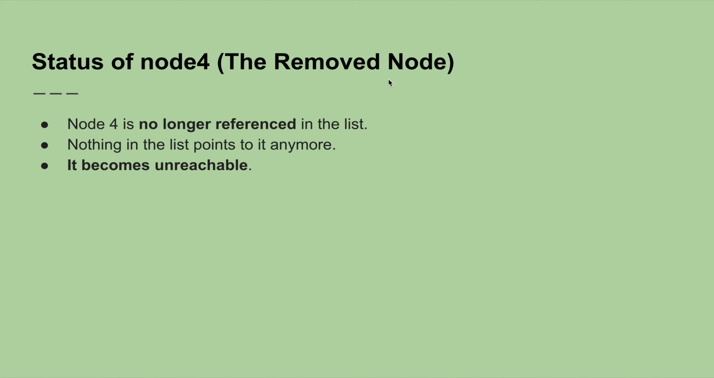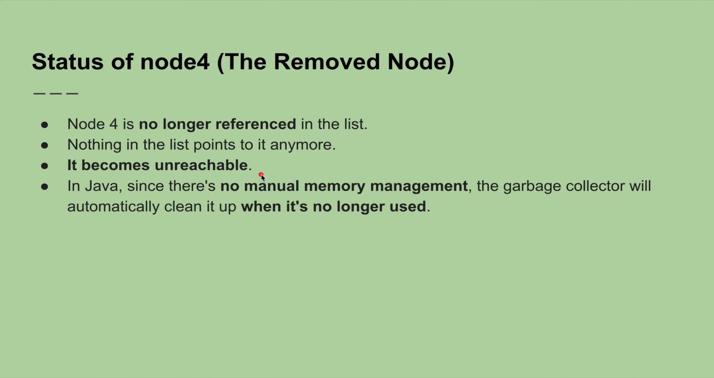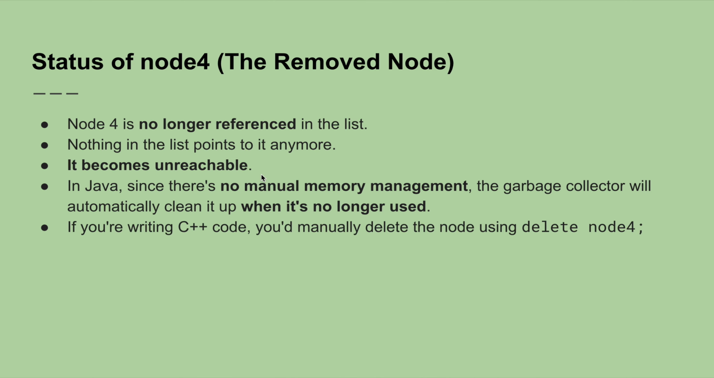Nothing in this list points to it anymore, because no other node in this list is saying that this is my next link. So it becomes unreachable. In Java, since there is no manual memory management, the garbage collector does it automatically. The garbage collector will automatically clean it when it is no longer in use.